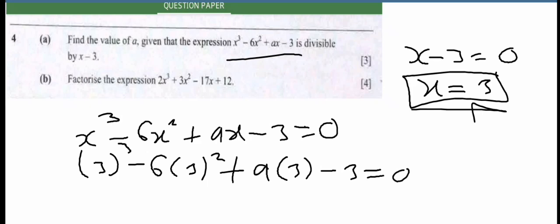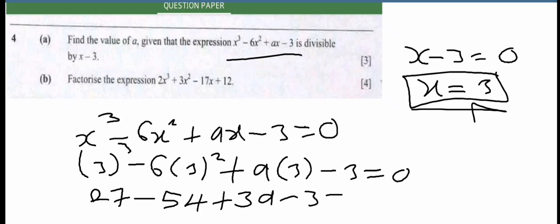So we do the computation: 3 to the power 3, we get 27. Then 3 to the power 2, which is 9, multiplied by negative 6, we get negative 54. Then plus a multiplied by 3, we get 3a. Then minus 3, being equal to 0.